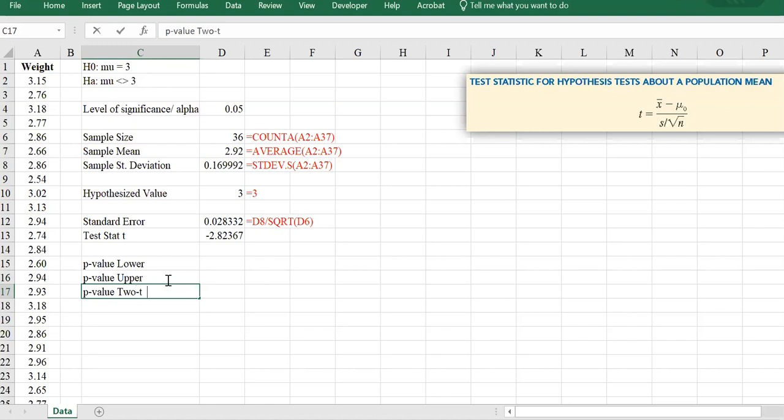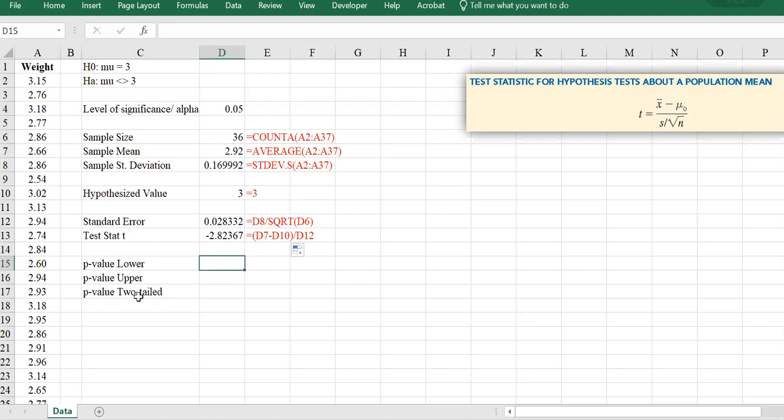So because we reject at both sides, we call this a two-tailed type of test, and we are going to need the p-value two-tailed. But I'm just gonna find all three of them just to see how we can find the p-value. I mean, there are different values of p-values for different types of tests.